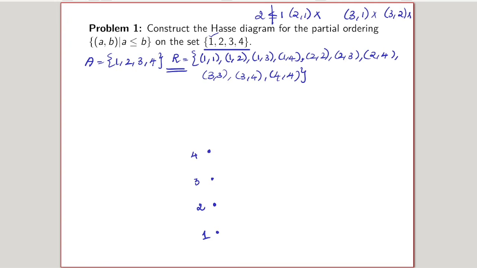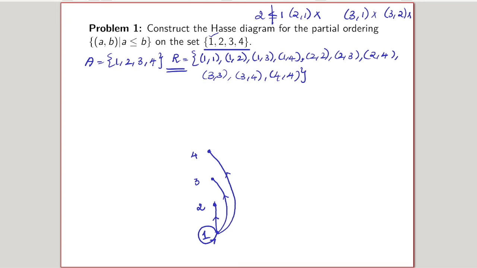So observe that 1 is related to 1. So we'll have a self loop, this one. Next one is related to 2. So we'll have 1 comma 2 edge. This is possible. Next 1 comma 3 is there. So we have to put 1 comma 3. 1 comma 3 is there. Then 1 comma 4. This is 1 comma 4.